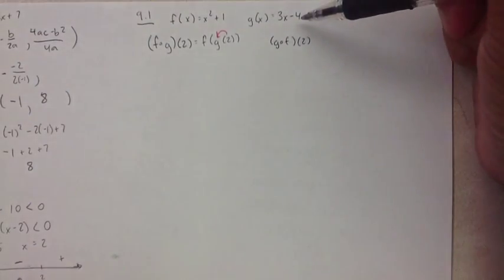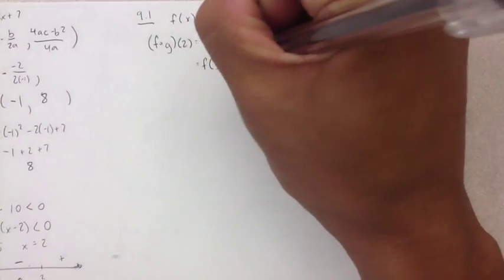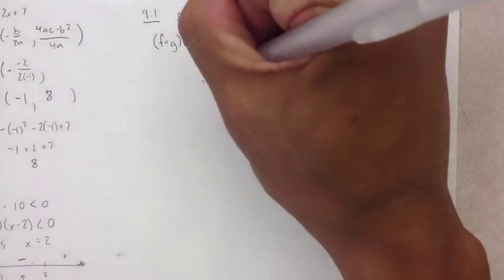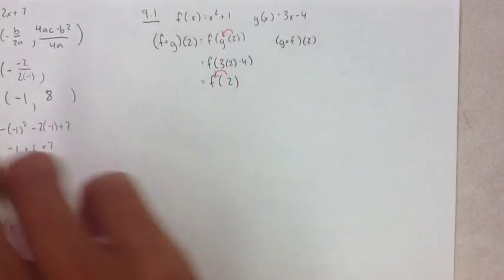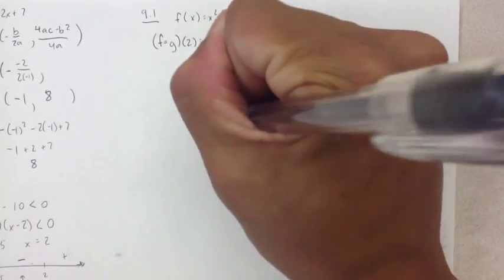So I'm going to look over here. How does the 2 plug into the g? And I just plug the 2 in anywhere where I see an x. And that gives me f of 6 minus 4, which is 2. Now, whatever this 2 is, I'm going to plug that 2 into my f. My f is x squared plus 1. So this really becomes 2 squared plus 1, or 5.